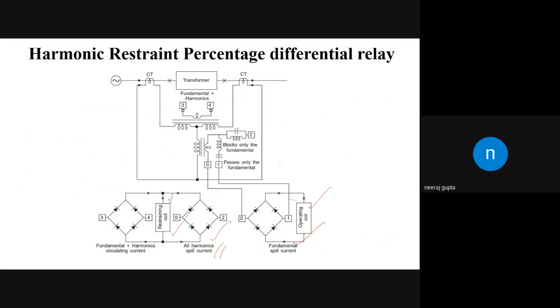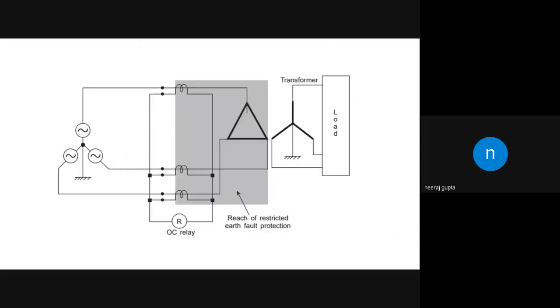So this is about the harmonic restraint percentage differential relay. Whenever the transformer inrush is there, we have to make a distinction between the nature of the current in that case. So we can definitely do that.